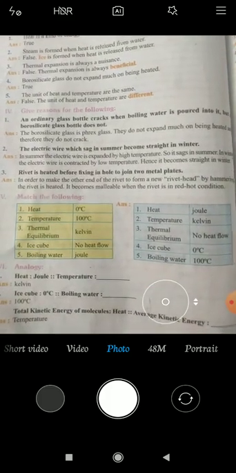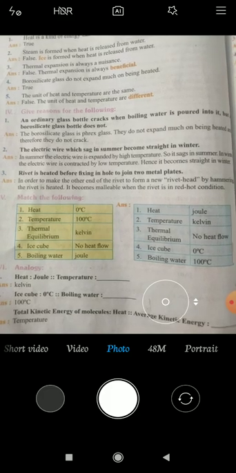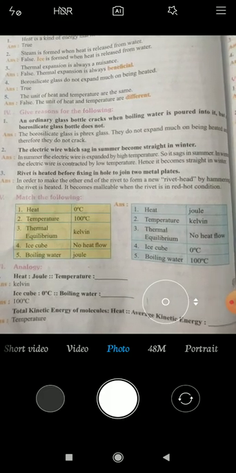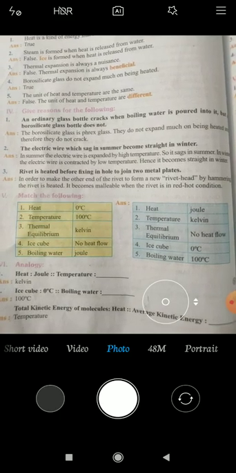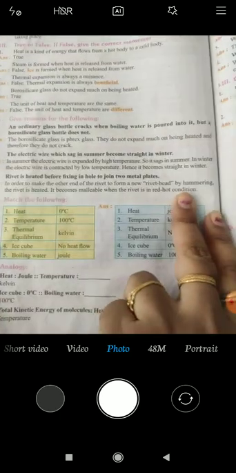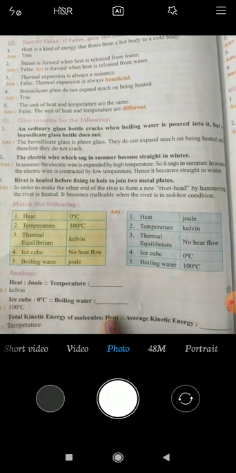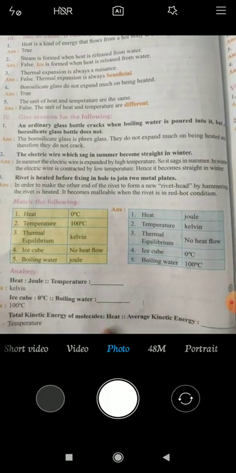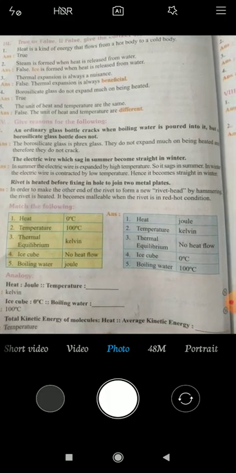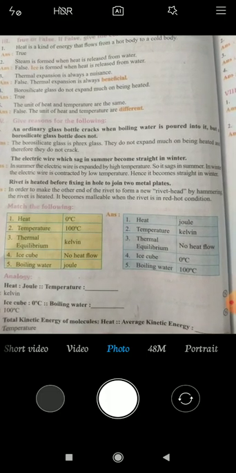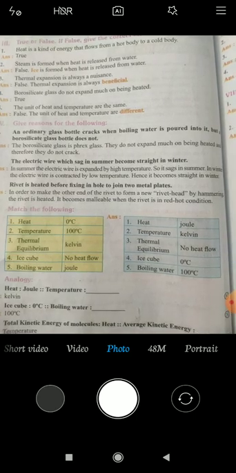Give reasons for the following. First question. An ordinary glass bottle cracks when boiling water is poured into it. But a borosilicate glass does not do it. Borosilicate glass does not expand much on being heated and therefore it does not crack.